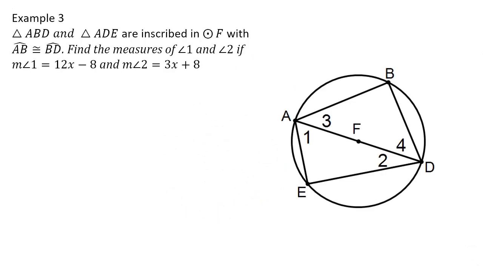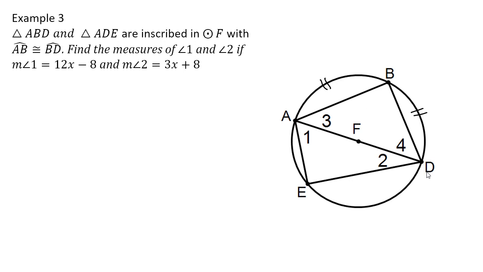For this next example, we have triangle ABD and triangle ADE both inscribed in circle F. That means that the vertices are points on the circumference, with arc AB being congruent to arc BD. Find the measures of angle 1 and angle 2 if the measure of angle 1 is 12x minus 8 and the measure of angle 2 is equal to 3x plus 8.